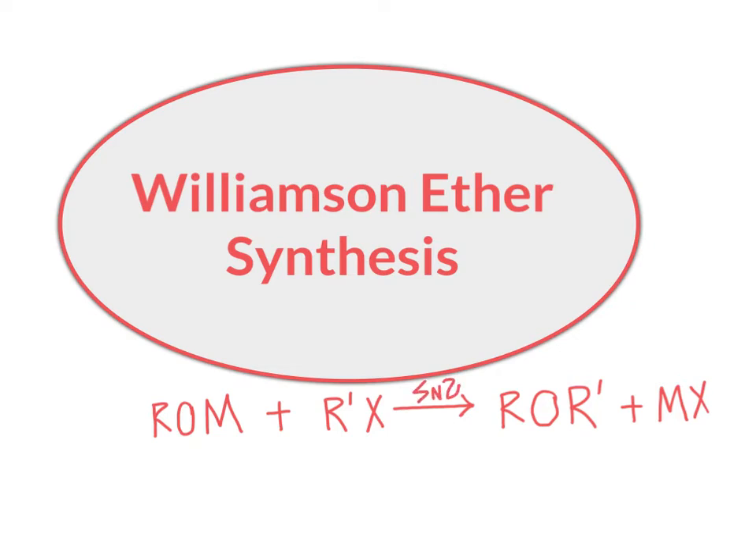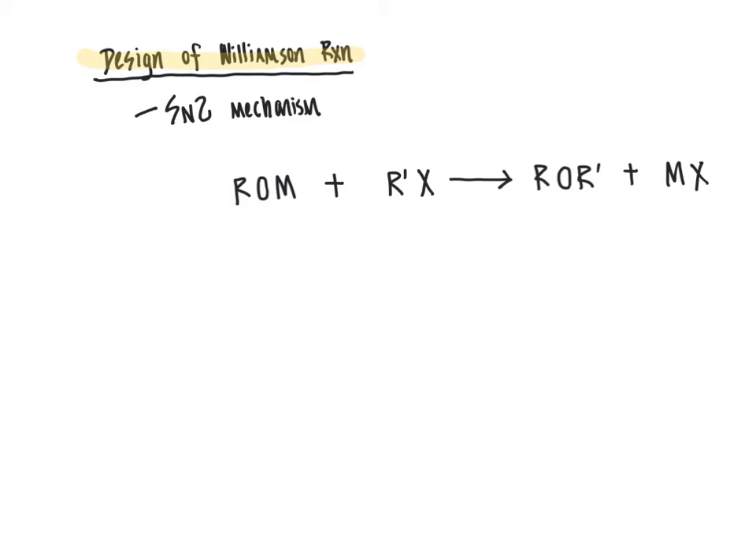So let's take a closer look at this Williamson ether synthesis and what we can do to set ourselves up for success in carefully selecting the alkyl halide and the metal alkoxide reactant to steer the reaction toward a high SN2 reaction yield. In designing our Williamson ether synthesis reaction, we have to keep in mind that the reaction follows an SN2 mechanism. That was the nucleophilic substitution reaction where the nucleophile came in and attacked the electrophilic carbon at the same time the leaving group left.